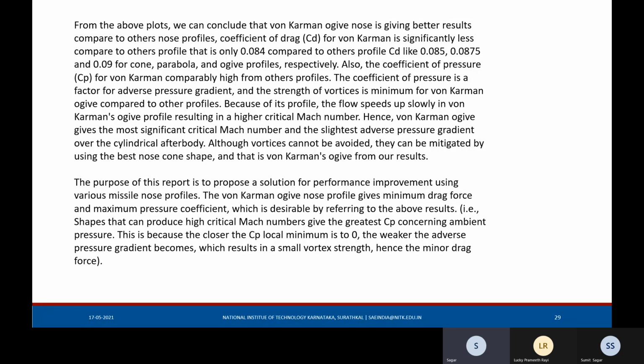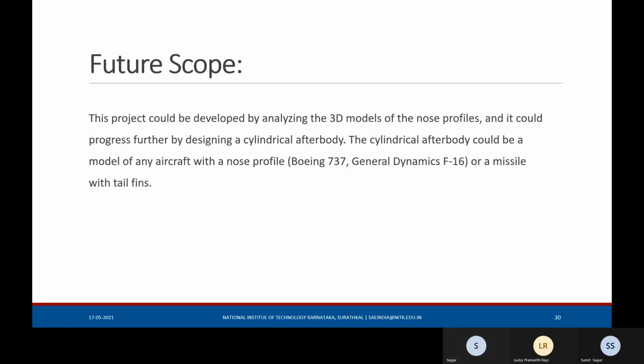So, next slide, Lucky. This is the future scope. We have analyzed these results only at a particular Mach number, 2.92, and only in 2D. Further, we can analyze in 3D and with different Mach numbers, for different regimes like transonic, supersonic, and subsonic. So, next slide.